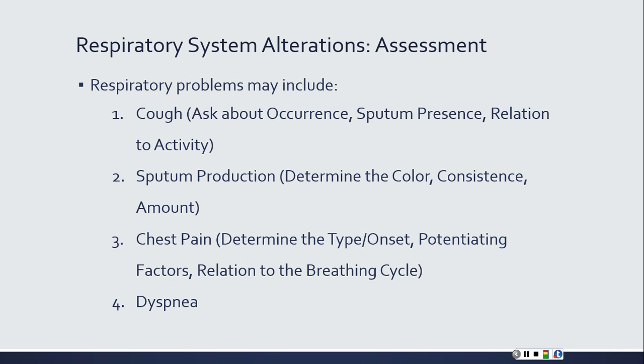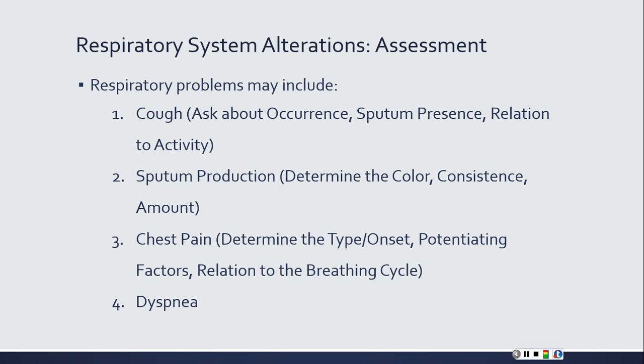Next, we've got chest pain. You want to determine the type, onset, potentiating factors, and relation to the breathing cycle. Very important. It may be a heart issue, and if it is, we need to figure out what's going on. It also could be a respiratory issue. The lungs are in the same cavity as the heart. They're still in the chest, right? So if you have inspiratory pain, or pain on exhalation, you have to figure out when it is, and we'll talk in a minute about some of the things that can be causing that pain.